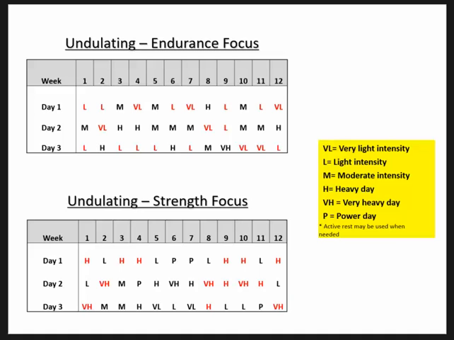So we have endurance focus up here. We have our key, and you can see that L and very L, we're looking at very light to light. That's mainly the type of training that we're doing, but it doesn't mean we can't have a moderate intensity day or a high day or even a very high day. We can still have a focus, but do multiple different types of training goals. Down here we have a strength focus. We're mainly doing heavy days and very heavy days, but there's a lot of power, and there's some moderate days, and there's some light days in there as well.